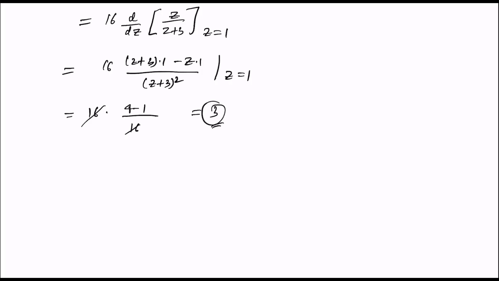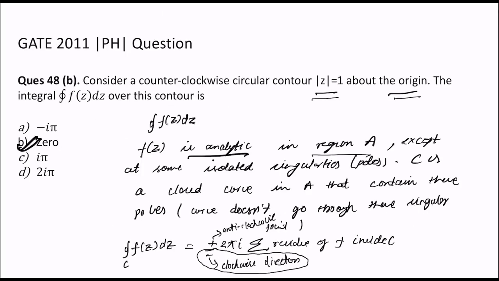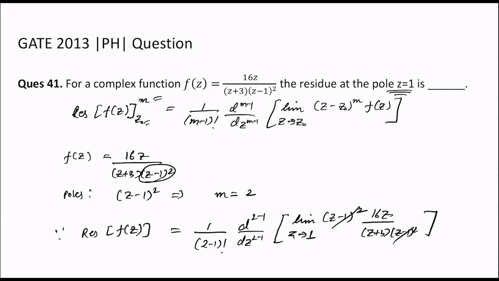Yes, so for this question the residue at the pole z equal to 1 is nothing but 3, so you have to write 3. This is the answer for this question.